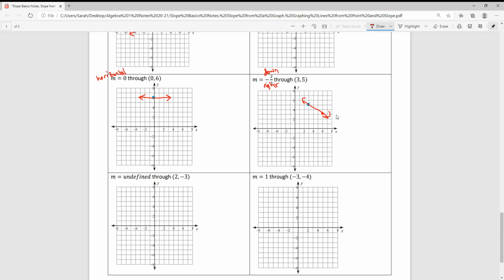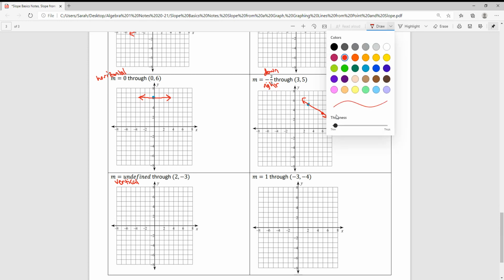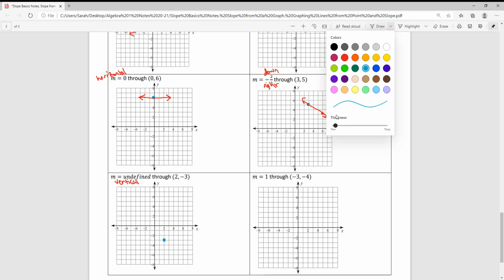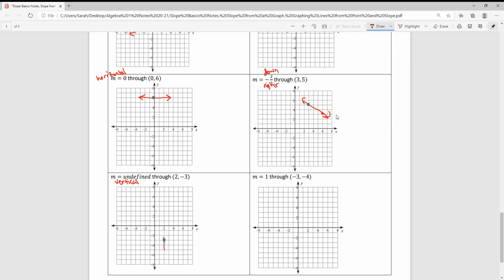Next one says m equals undefined. We know that undefined slope is going to be a vertical line, but we still need to make sure it goes through the right point. The point here is 2, negative 3. So x is 2, y is negative 3. We're going to draw an undefined slope line, which is a vertical line through that, which looks like this.